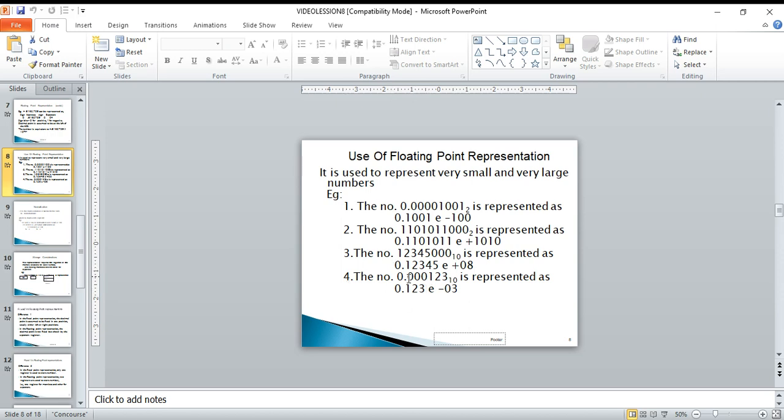Take this one also. Say here 0.000123. This can be represented as 0.123 e to the power of minus 03. Here we are moving this decimal point towards the left by 3 positions. So we are fixing the decimal point at this place, so this is a negative exponent. This is the way of representing numbers in the floating point representation.